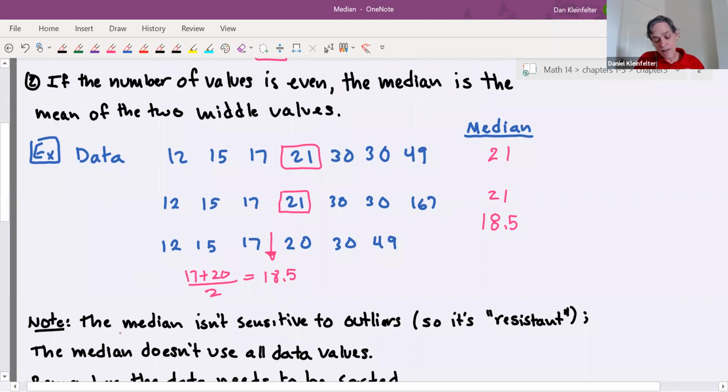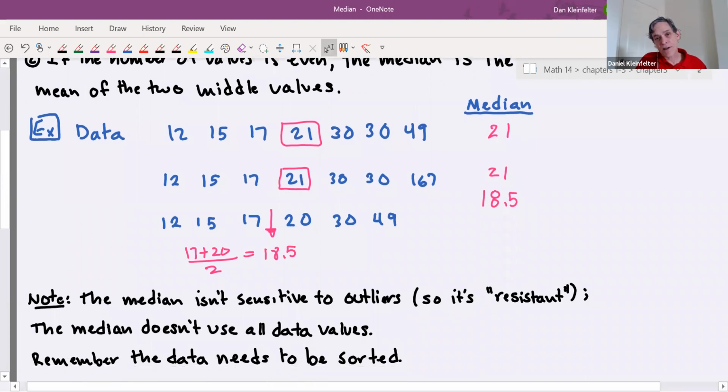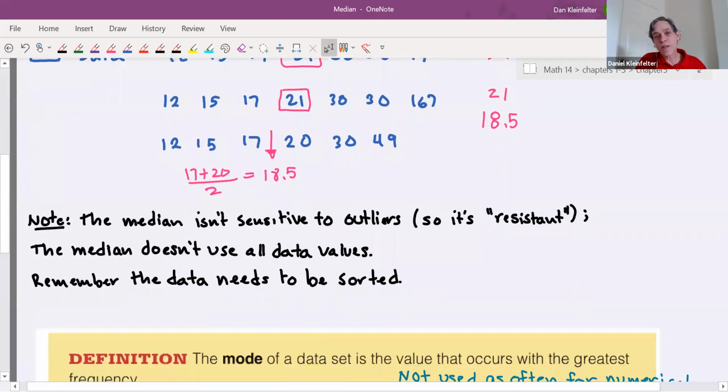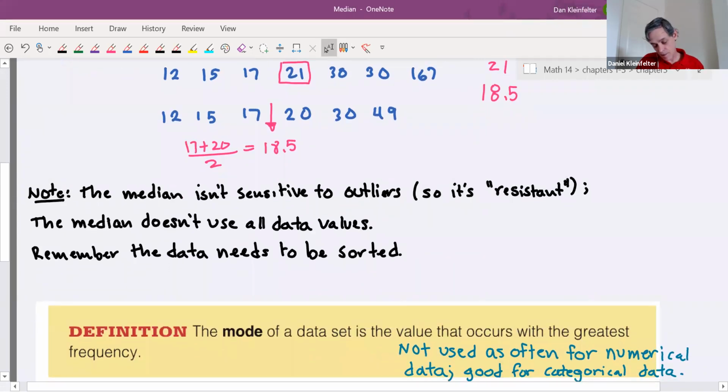As we saw, the median isn't sensitive to outliers, so we'd say instead that it is resistant to outliers. The median doesn't use all the data values. In order to calculate the median, we didn't actually use any of the values except in the case where there was an even number. When there's an odd number of numbers, all we need to know is where the middle is. In any case, here we could change these 12s into 9s. The 15s could become 15.8s, and it's not going to affect what the median is. We don't use all the data values to calculate the median. We do need the data values to be sorted, though. If you think about it, that's important.